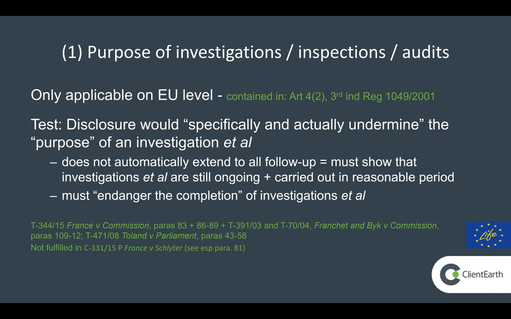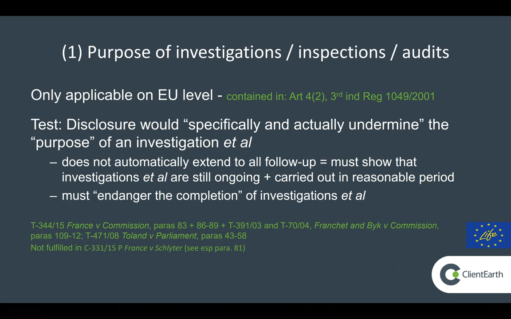So what the court has said in this regard is that, on the one hand, it must be shown quite clearly that the inspection or investigation is still ongoing at the specific point in time. It doesn't automatically extend to the follow-up following on from an investigation. Rather, it must be tested if the institution is still involved in this process and whether this has been carried out in a reasonable period. If there's no action for quite a bit, then it's considered that the investigation is completed.